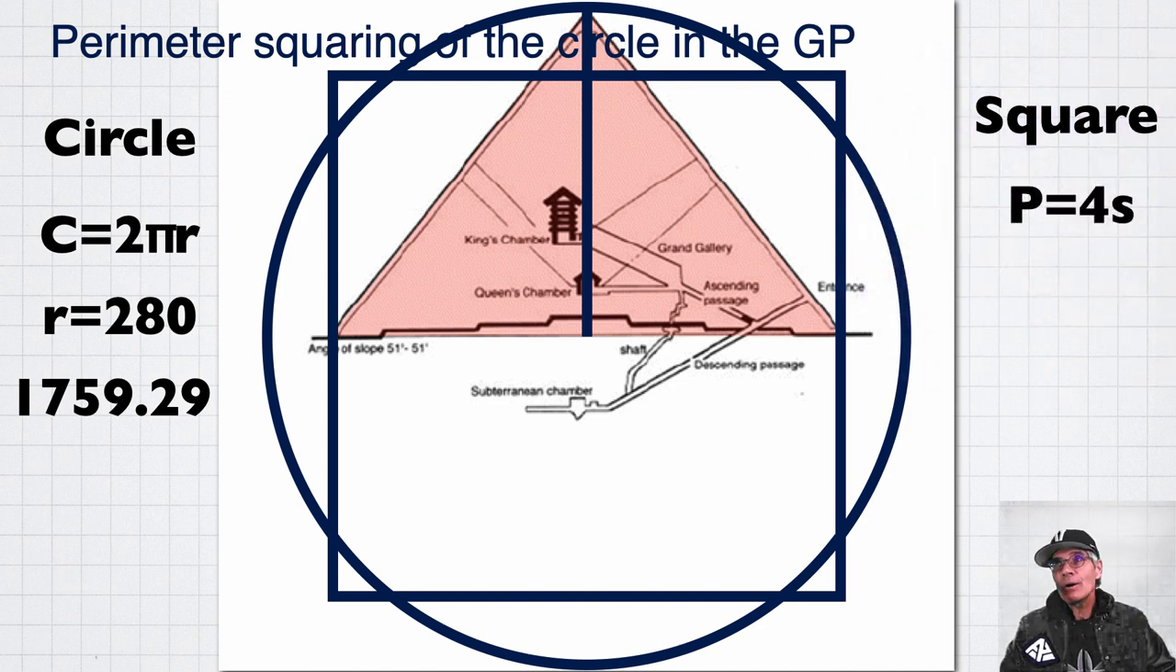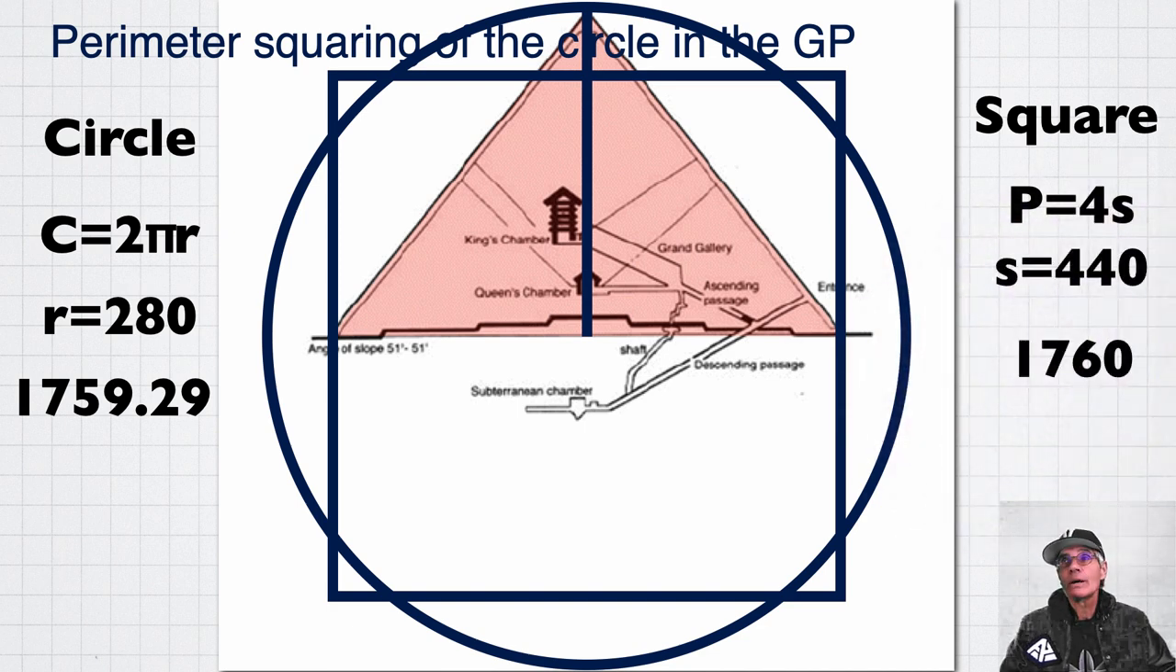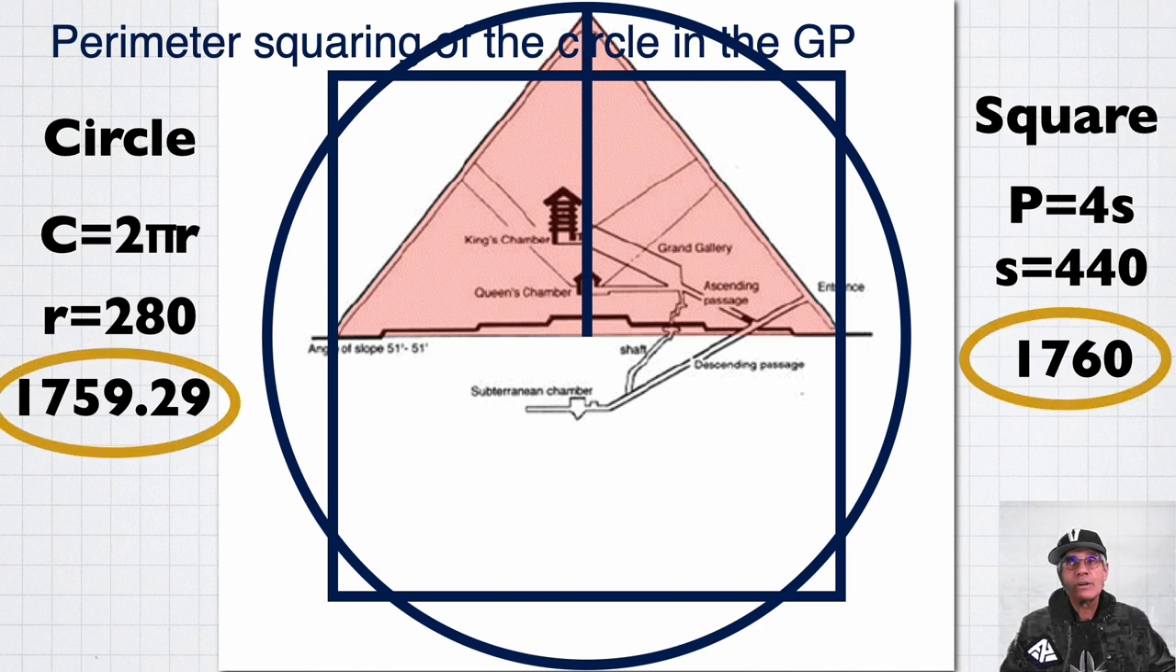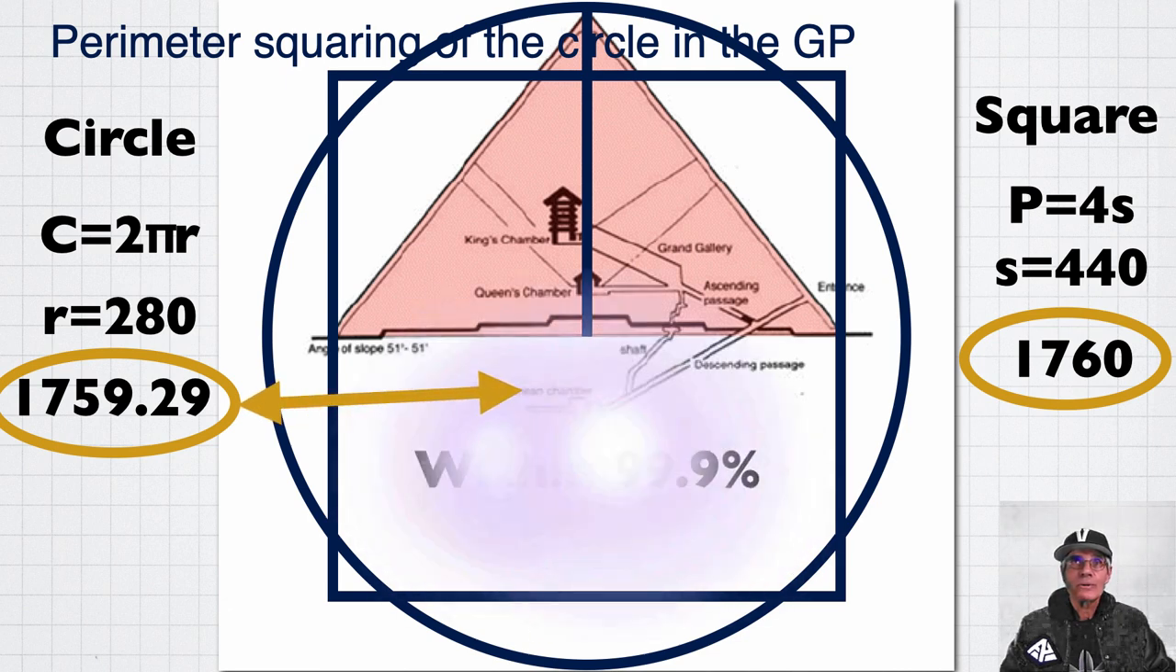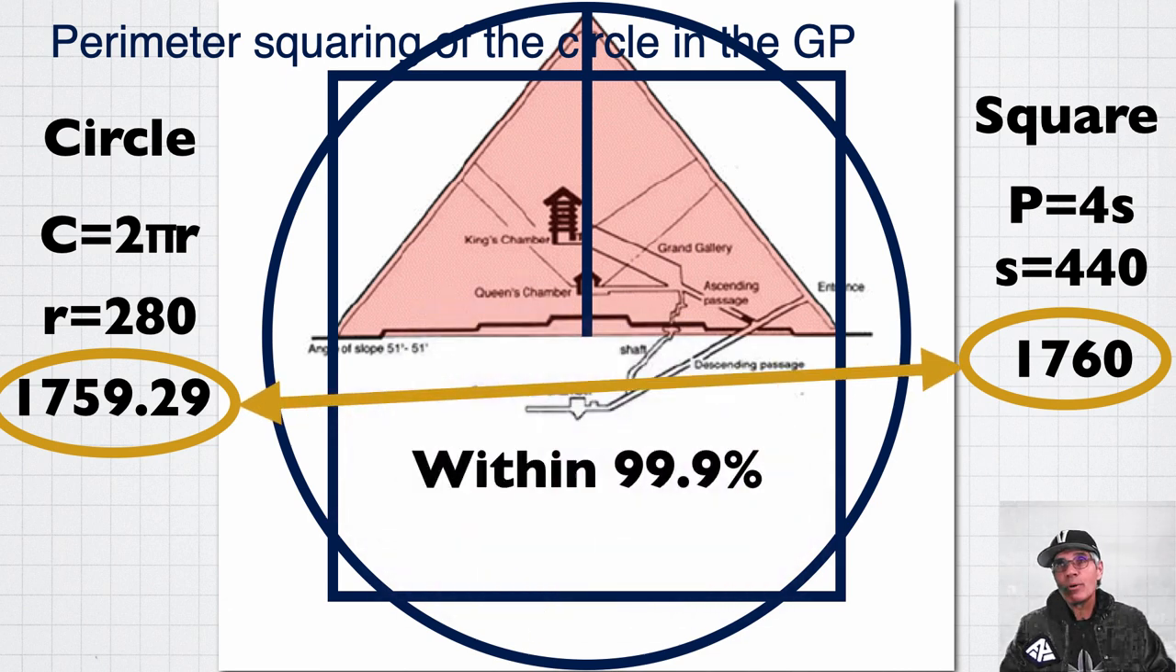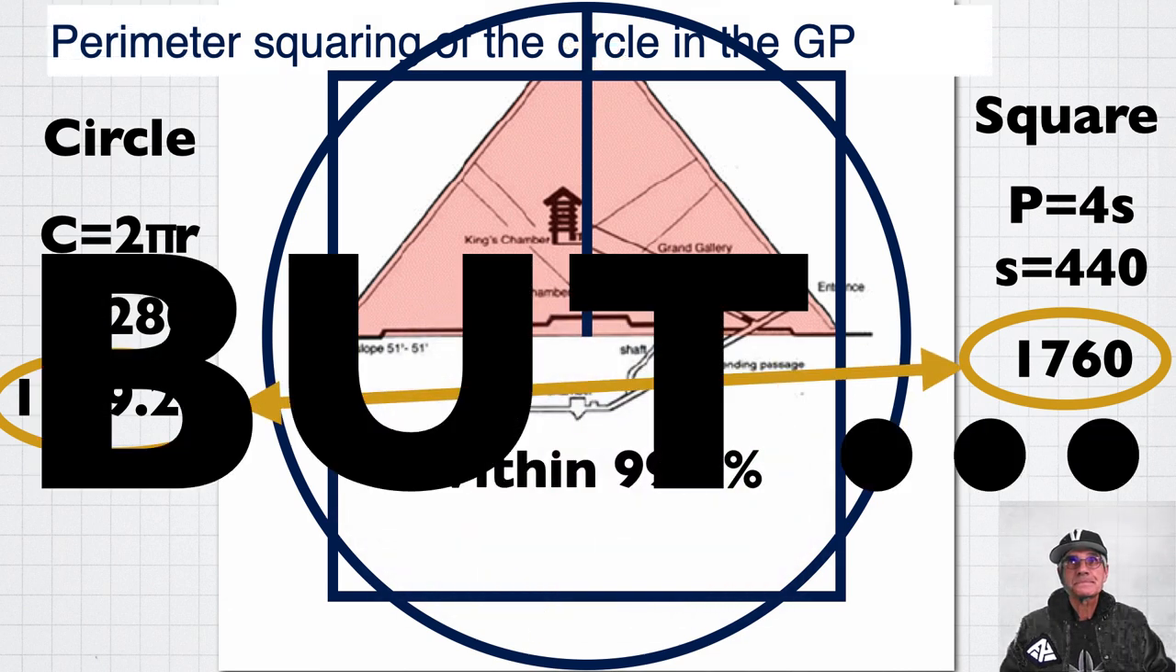Okay, so the perimeter of the square is four times the side, okay? The side of the Great Pyramid is 440 royal cubits, so that means the perimeter of the square is 1760. Okay? So notice how very similar these two numbers are. So you have a practical squaring of the circle, okay? You're within 99.9%, all right?